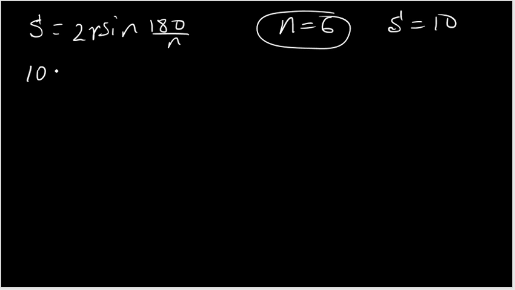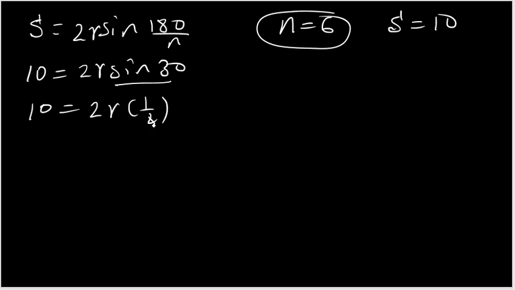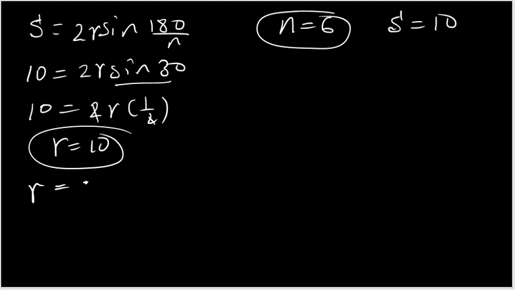So I'll plug 10 in place of s, so 2r sine of 180 over 6, which is 30. So 10 is equal to 2r times sine 30, which is half, so 2r times half. If we divide both sides by 2, r is equal to 10. Actually, in case of a regular hexagon, the radius and the side length are equal. This works for a regular hexagon.